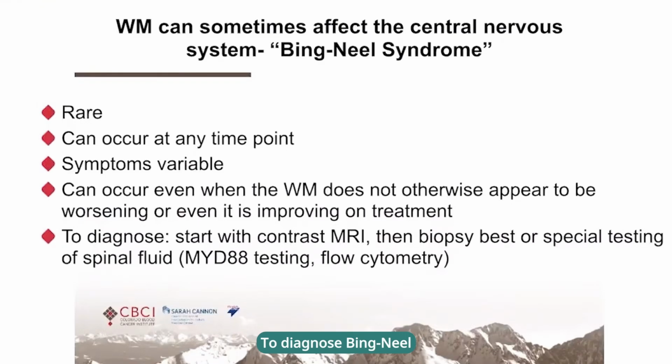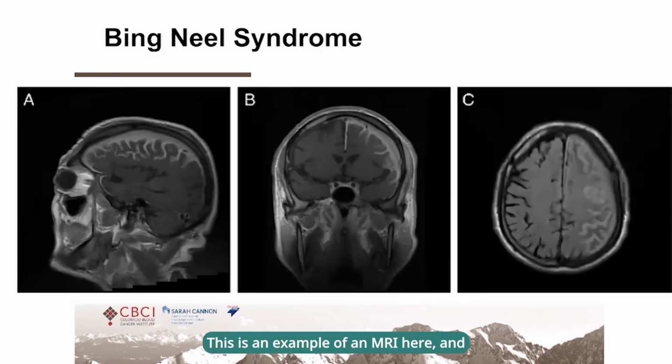To diagnose Bing-Neel syndrome, we start with MRIs that need to be done with contrast. And then if we're suspicious about it, then we have to draw a sample of spinal fluid and do special tests on it to test for the LPL cells and the WM. This is an example of an MRI here, and even I as an amateur neurologist can tell you that if you look here, the very bright white areas that you see on the scans here are the ones that are involved with the WM cells irritating the surface of the brain, the little white and brighter areas.